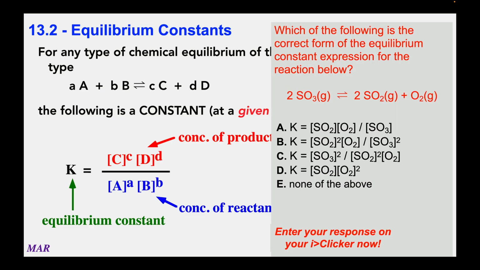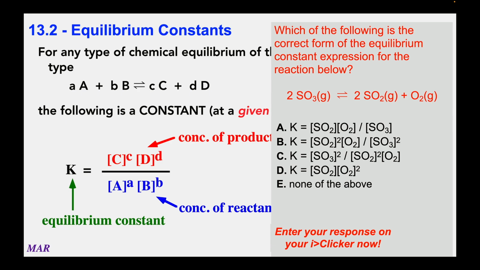So here's a question you might see. It says, which of the following is the correct form of the equilibrium constant for the given reaction? And you can see in this reaction, we have two SO3s in equilibrium, double-sided arrows, with two SO2, sulfur dioxides, and an oxygen, O2. And there are different versions of K. Okay, so the punchline here is that K has to be products over reactants. And the products here are SO2 and O2, and the reactants are SO3.